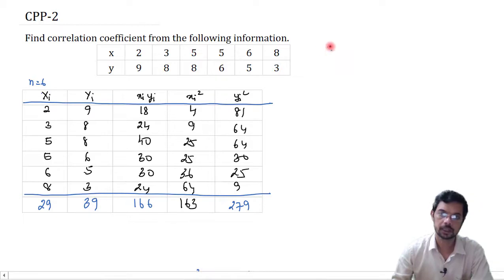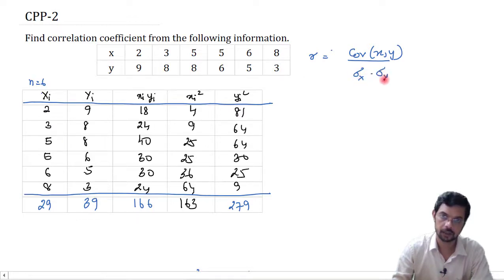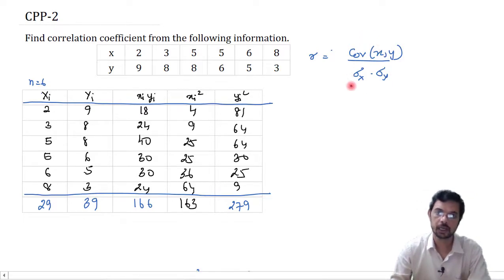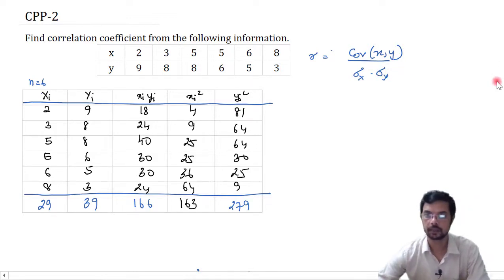Okay, so let us consider what is the formula. The formula to find R is equal to covariance of x comma y divided by standard deviation of x, that is sigma x into sigma y. Okay, this is the formula. So we need to find out covariance of x, and we need to find out standard deviation of x and standard deviation of y separately. Okay, so let us start solving.